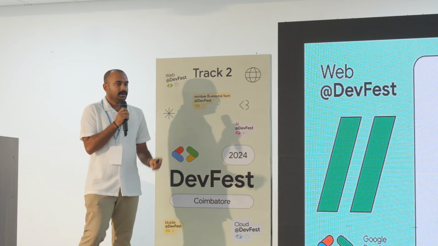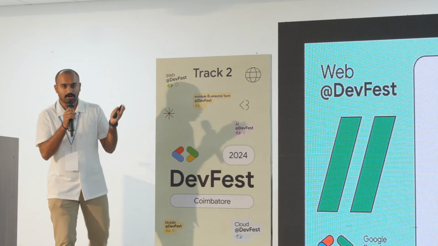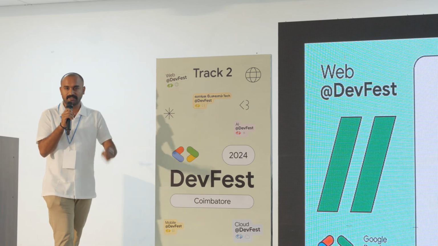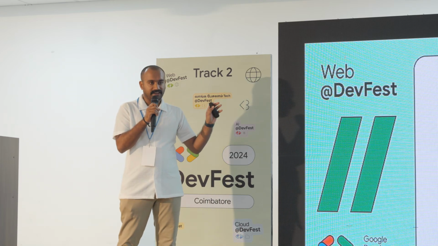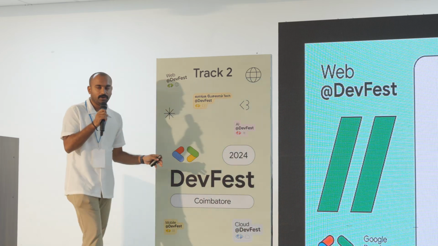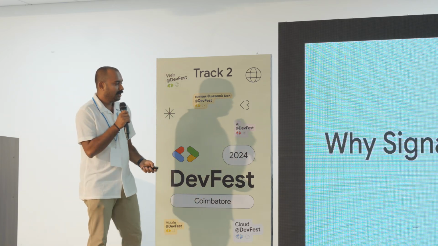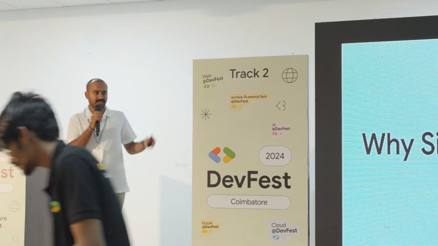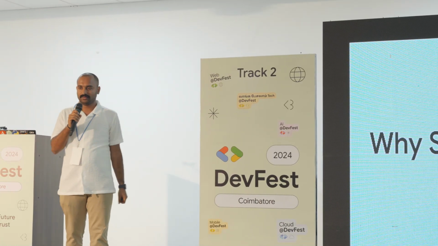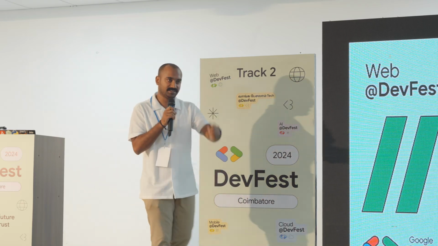And as you see, signals were released around Angular version 16 or 17. At that time it was in developer preview, so we didn't have a stable version, but now it is stable. And if you look at why Angular is moving to signals, any idea? Does anyone have any ideas? Yeah, please, go ahead.